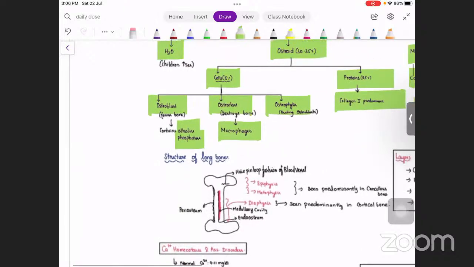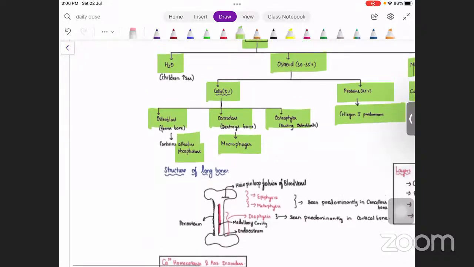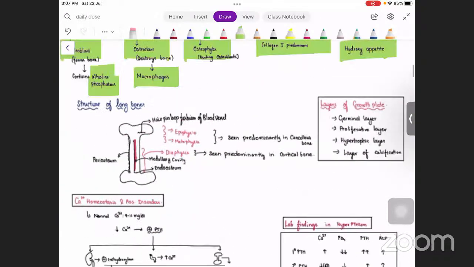So a typical bone is composed of water, then the osteoid component, followed by the minerals. Minerals are calcium and phosphate in the form of hydroxyapatite, while the osteoid component is proteins and cells. Protein is type 1 collagen, and cells are osteoclast, osteoblast, and osteocyte. The osteoblast marker is alkaline phosphatase, and osteoclast contains macrophage. Then the structure of a long bone, people.